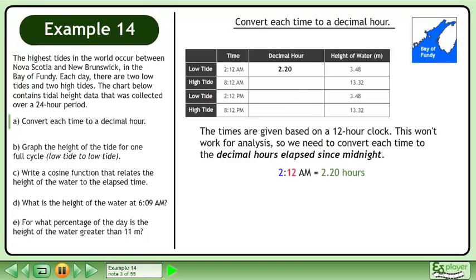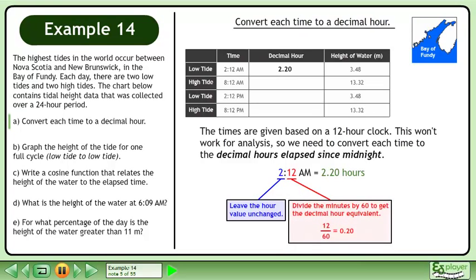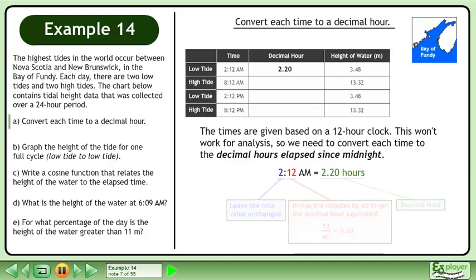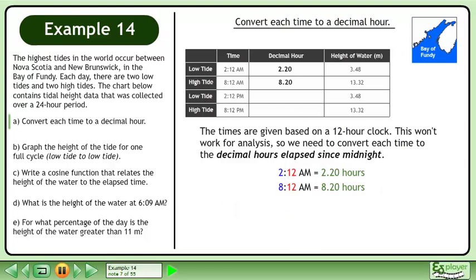2:12 a.m. is equivalent to 2.20 hours. Leave the hour value unchanged. Divide the minutes by 60 to get the decimal hour equivalent, 0.20. The decimal hour is 2.20. 8:12 a.m. equals 8.20 hours.